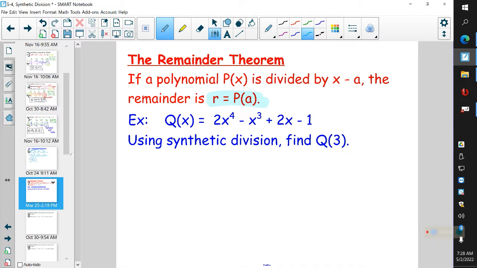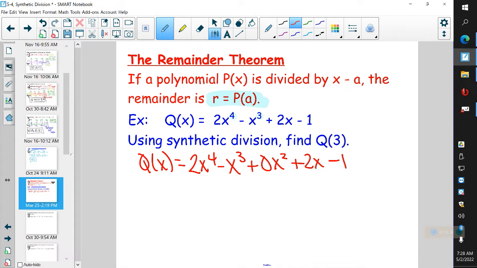Well, we're going to come down through here and we're going to say, am I missing any powers? 4, 3, I am missing a 2. So I need to rewrite this thing to be q of x is equal to 2x to the 4th minus x cubed plus 0x squared, because it is missing, plus a 2x minus a 1. That's what I'm going to use for my synthetic division.